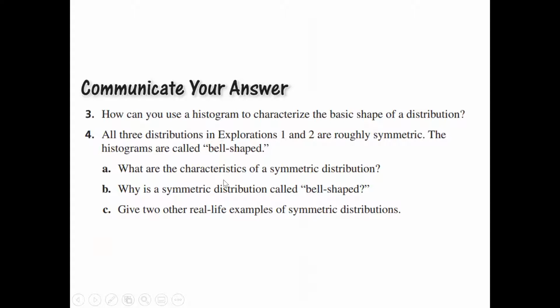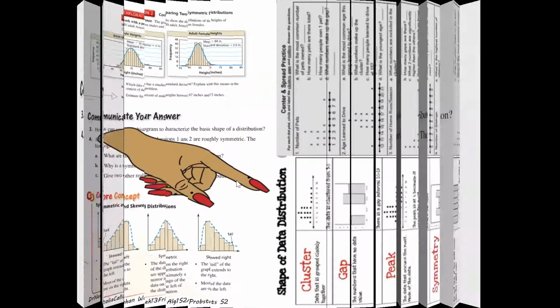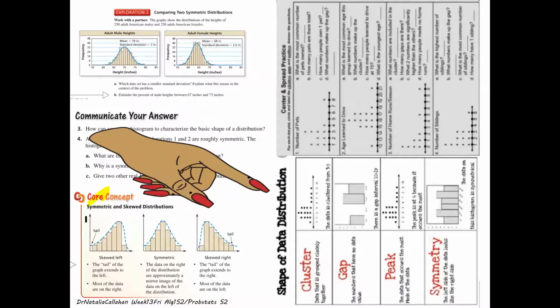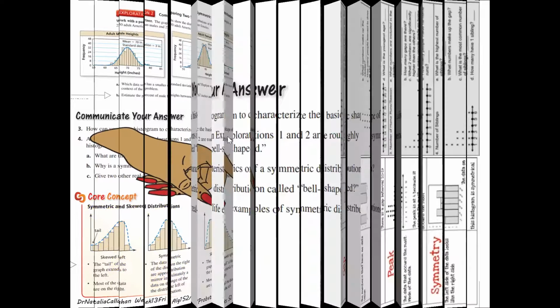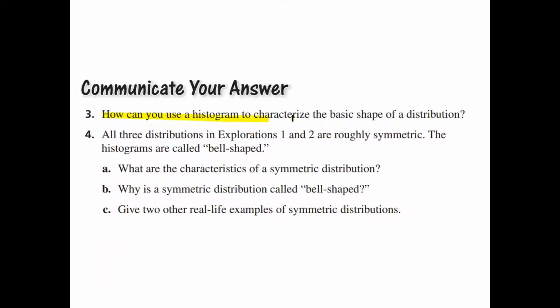All right, so next, I want you guys to communicate your answers. So take a look at this part right here. When you're looking at this table, ask yourself, how can you use a histogram to characterize the basic shape of a distribution? Specifically, what are the characteristics of a symmetrical distribution? What is a symmetric distribution called, a bell shape? And give me two real-life examples of symmetric distribution.